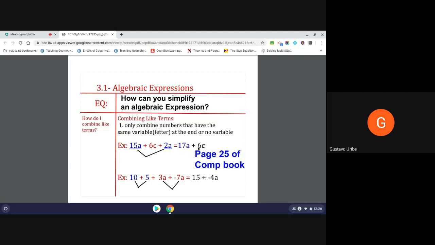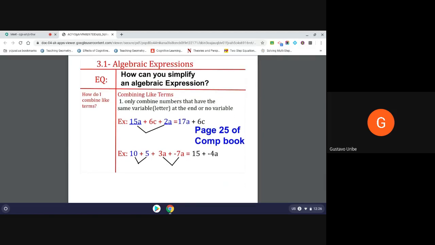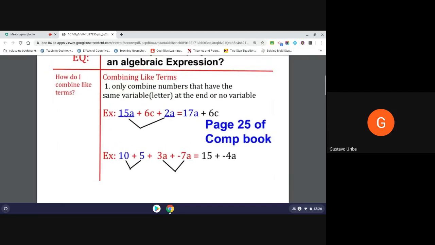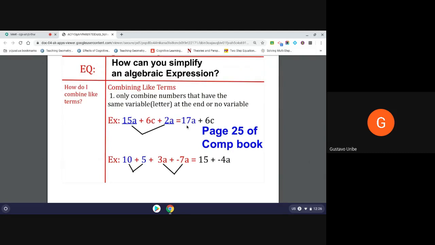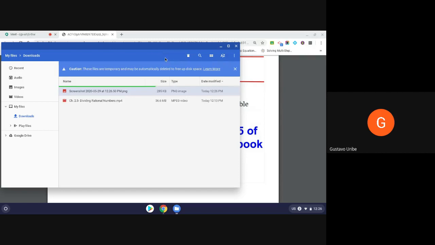Now, this gets confusing for some of us at the beginning because it's your first time combining like terms like this. And I have a lot of students that try to add these two. They try to do 17 plus 6. Remember, you cannot add them because they have different variables at the end. They are not like terms. So let's not forget about that. Again, you cannot add those because they are not like terms.